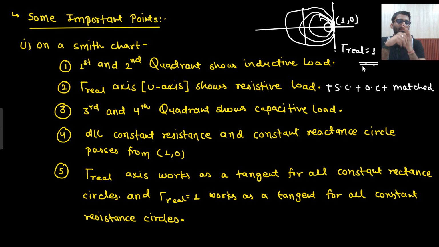Gamma real equals to 1 works as a tangent to all the constant resistance circles. Okay. So what was the tangent of the constant reactance circle? This was the tangent.